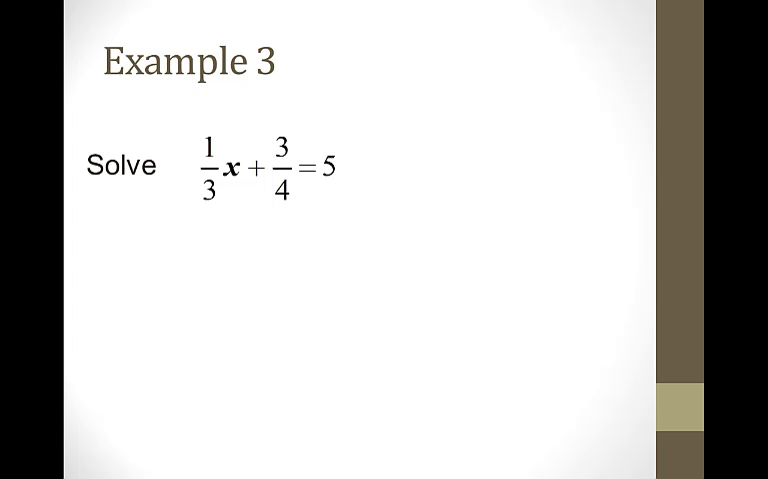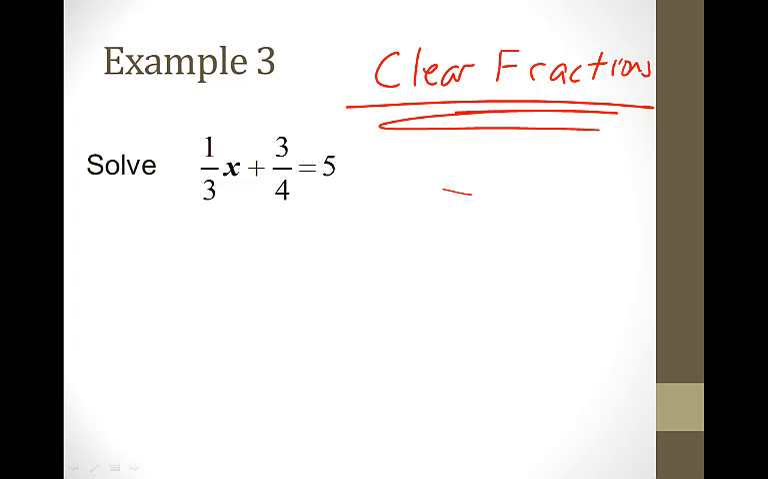Example 3. 1/3 x plus 3 fourths equals 5. A couple options here. We could begin by subtracting 3 fourths, then multiply through by 3, but I'm going to recommend that we clear fractions first. Okay, so I need to multiply by the LCD. What is the LCD in this case? We'll look at each denominator, the 3, the 4, and this is over an understood 1, right? So what number will both 3, 4, and 1 go into? 12. Good. So I'm going to multiply each term here by 12.